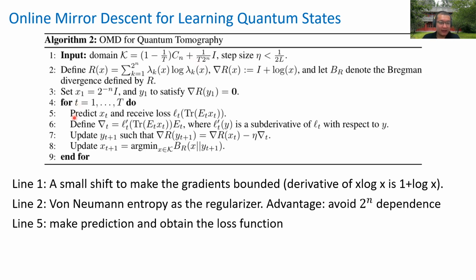The fifth line is where we make the prediction, because we are talking about an online algorithm. We always have to make a prediction about, for instance, what quantum state you are learning. This is the step where we actually make a prediction. Then we have this loss, and after having the loss, we are of course going to make some adjustment.